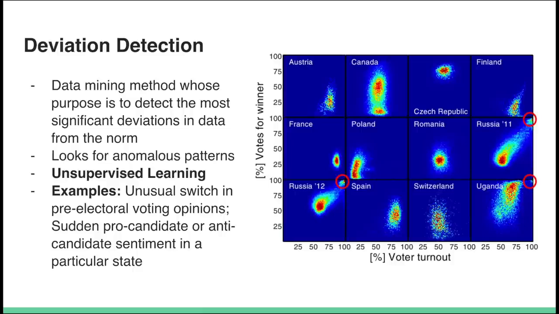The last method that we're going to go through is deviation detection. This one's pretty easy. It's unsupervised learning, where we analyze a bunch of data and just see what stands out. We're looking for anomalous patterns or significant deviations from the norm. Right here, for example, we have this graph. Russia's probably a great example. Right here for Russia, we have the percentage of votes for the winner and voter turnout.